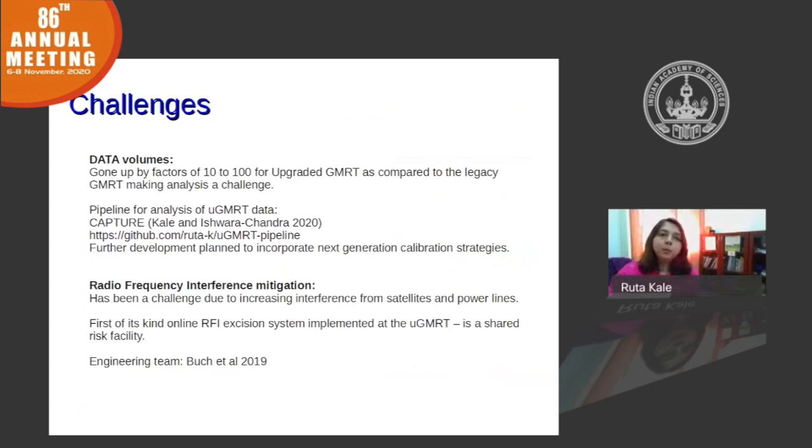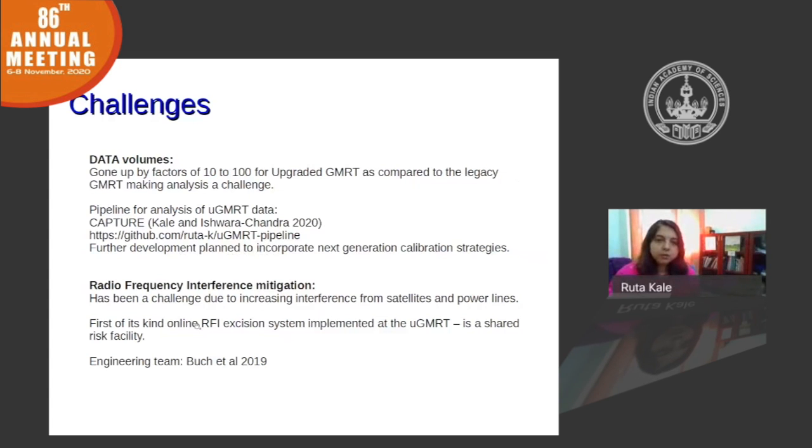Apart from the new observations, we have new challenges coming up with new, more sensitive facilities. The data volumes have gone up, and the analysis of such large volumes of data is a challenge. In radio bands, what we measure is the Fourier transform of the sky, and we have to process the data in order to get the image of the sky. This requires a whole procedure, and now we have a pipeline that can do this analysis, keeping in perspective the future developments.